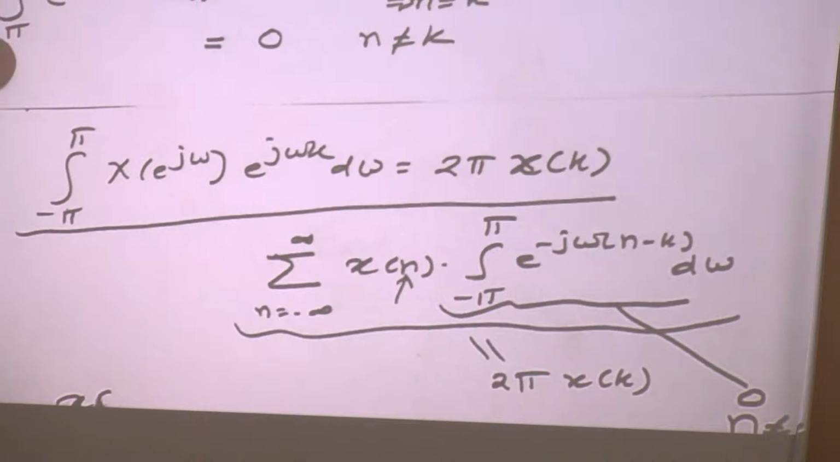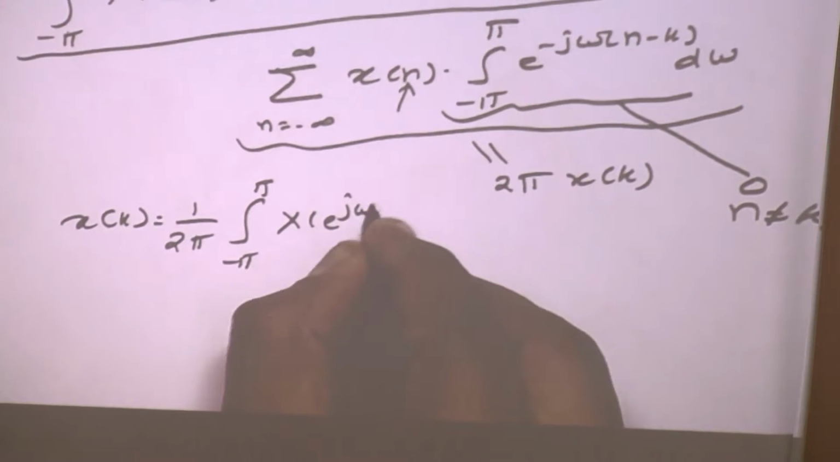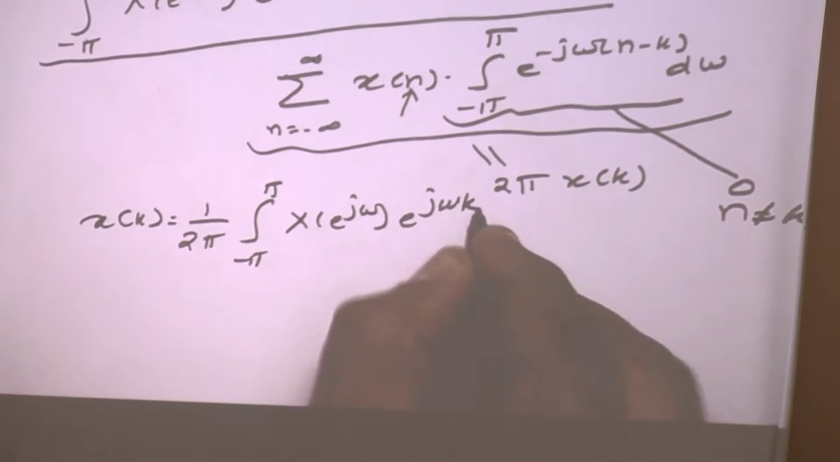So from here I can write x of k is equal to 1 upon 2 pi times the integration from minus pi to plus pi of X(e to the power j omega) e to the power j omega k d omega.